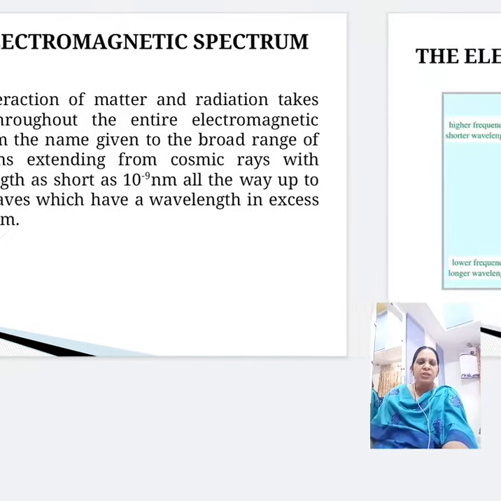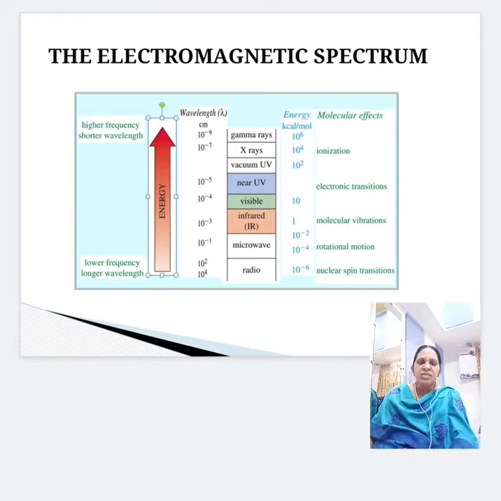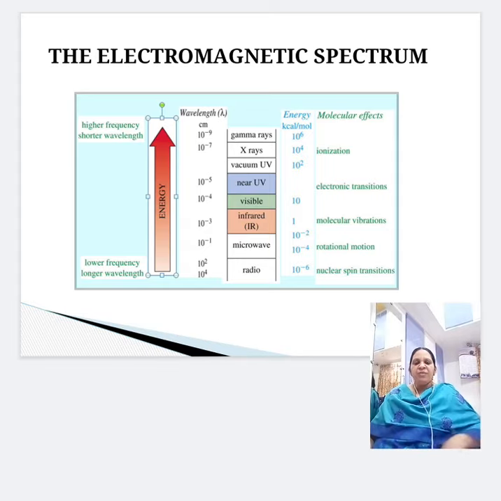So, cosmic rays to radio waves. This is the basic figure of the electromagnetic spectrum, where the lowest frequency range is radio waves, which have the lowest frequency but longer wavelength, and the shortest wavelength and higher frequencies are gamma rays. So the order of energy is from radio waves to gamma rays.